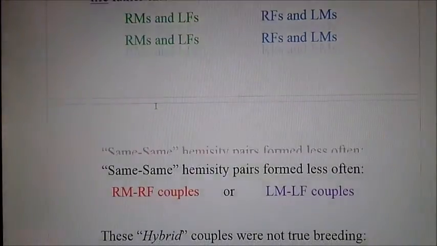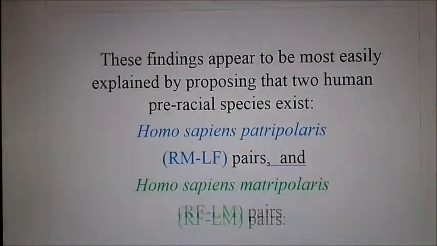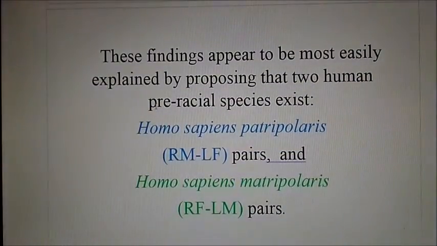As compared to the opposites attract pairs, same Hemisity pairs formed less often. They were the RM-RF couples, or the LM-LF couples. These hybrid pairs were not true breeding. Child Hemisity was random, and there were reproductive anomalies among these offspring, including dyslexia, bisexuality, and homosexuality. The above unusual findings appear most easily to be explained by proposing that two human preracial species exist. They are Homo sapiens patripolaris, with RM-LF pairs, and Homo sapiens matripolaris, with RF-LM pairs.